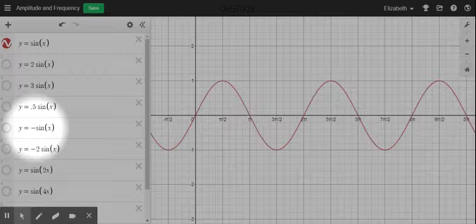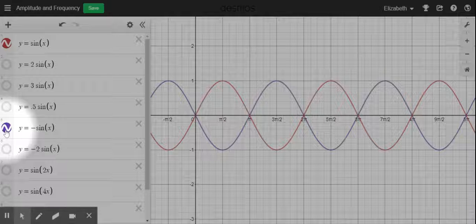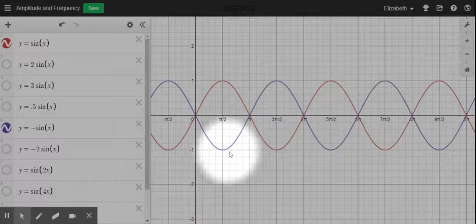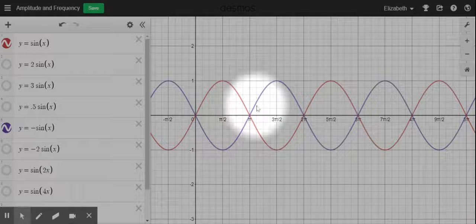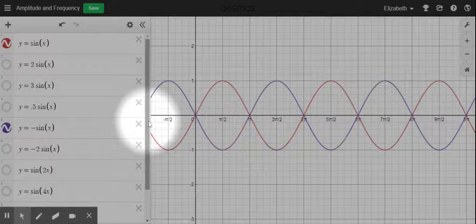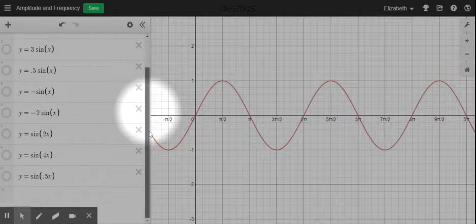Let's look at what happens when we put a negative out front. We know this. Negatives out front of graphs flip the graph over the x-axis every time. This is no different. If I turn on the negative, you can see it still starts at 0, but now goes down first, still crosses at pi, goes up, and then back down to 2 pi. So it's upside down. The flipping, or reflecting, across the x-axis is true here as well for these sine functions.